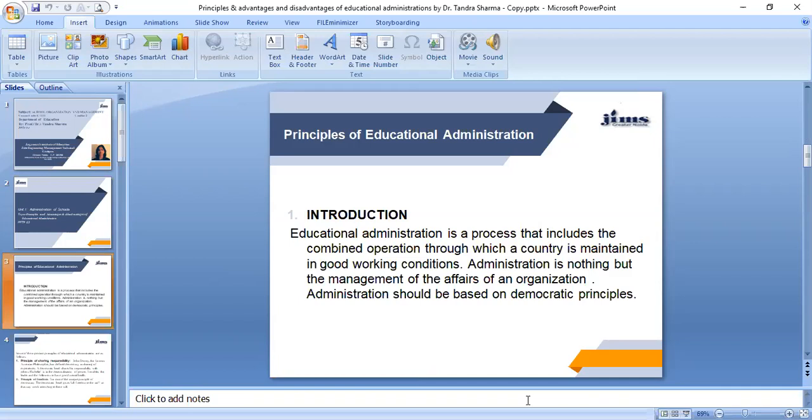Authoritarian administration emphasizes on force of authority, fear of punishment, and direction. The system of administration, which is appreciated by most of the people of the world, is not authoritarian administration, but administration which emphasizes on democratic principles. Let us now discuss some of the important principles of administration under the following heads.